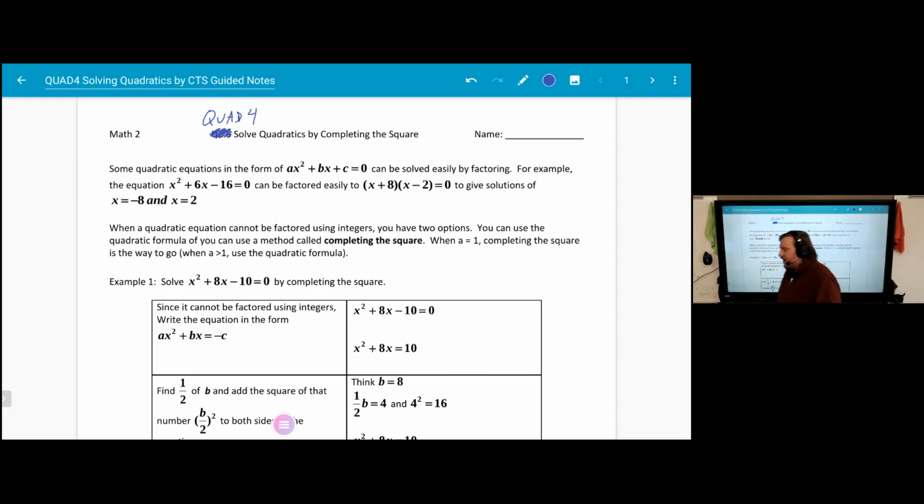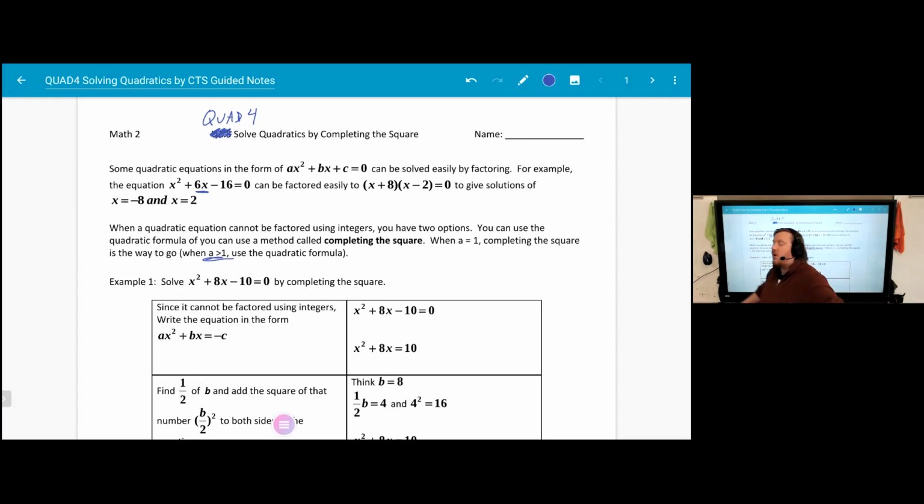Sometimes you can get a quadratic equation that cannot be factored using integers. We can't factor it like we normally would. We've got two options at that point. Option one, completing the square, which is what we're going to talk about today. Option two is the quadratic formula, which is our next target. We generally use the quadratic formula when that a, the coefficient multiplying x squared, is greater than 1.